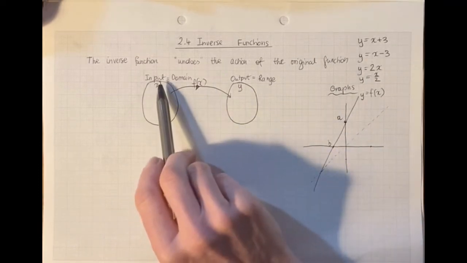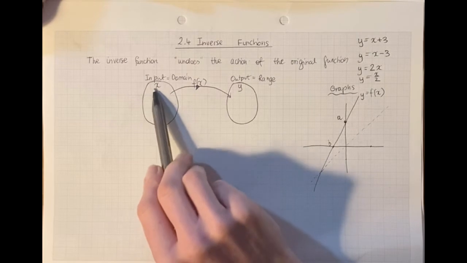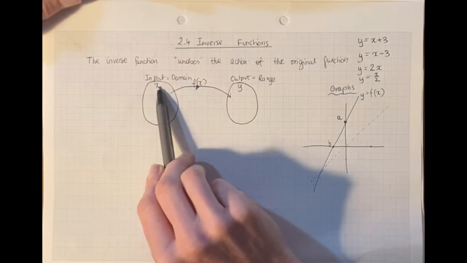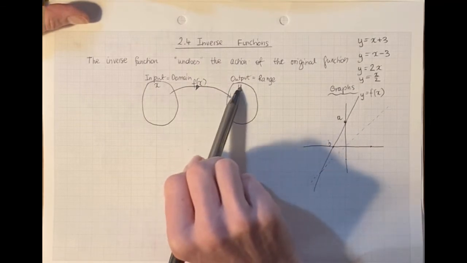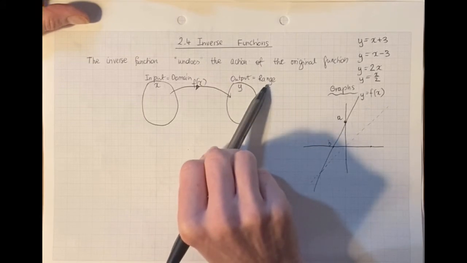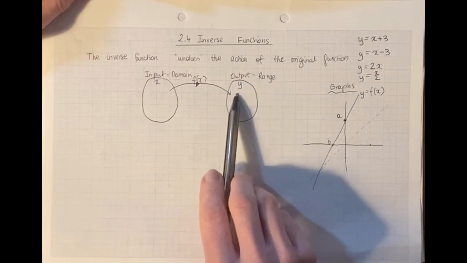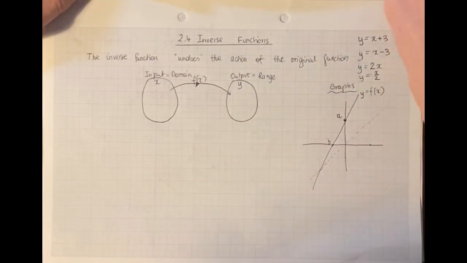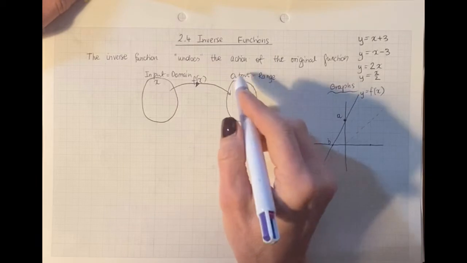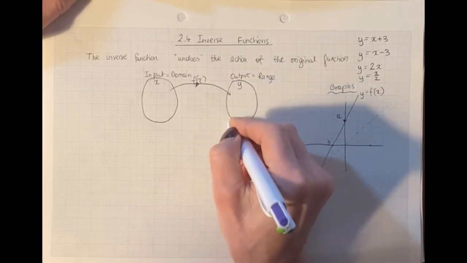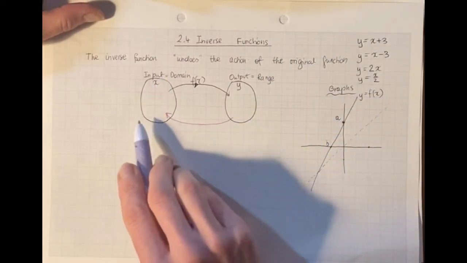So if you've got the original function is f of x, the input, which is the domain of that function, is fed into the function, and you are going to get the output, which is the range. Now, that range now becomes the input of the inverse function. So the inverse function will take whatever the output of the original function was, will take it back to the original set of values, so the x's.